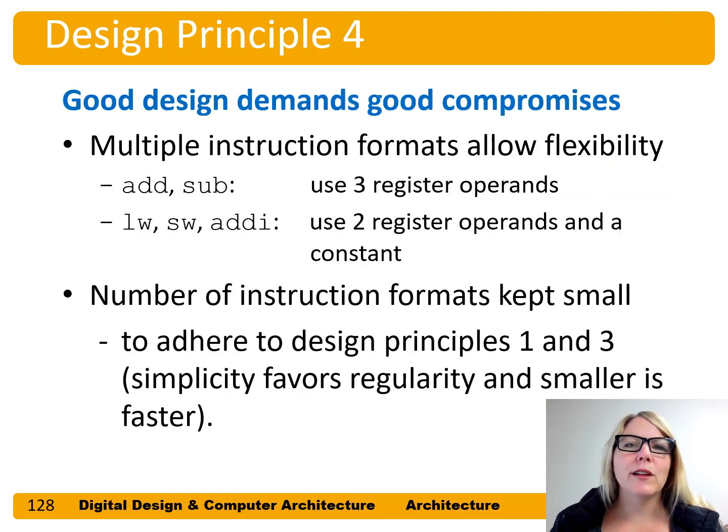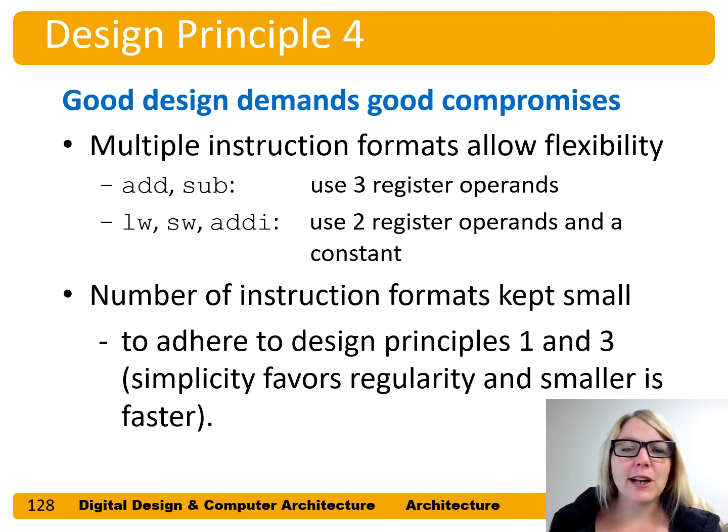So here's an example of design principle 4, which is good design demands good compromises. We would have liked simplicity favors regularity. If we just had one format, that would be easier to deal with. Then our hardware just has to deal with one thing. It knows exactly where to find the operands and the immediate. But multiple instruction formats allow us some flexibility.